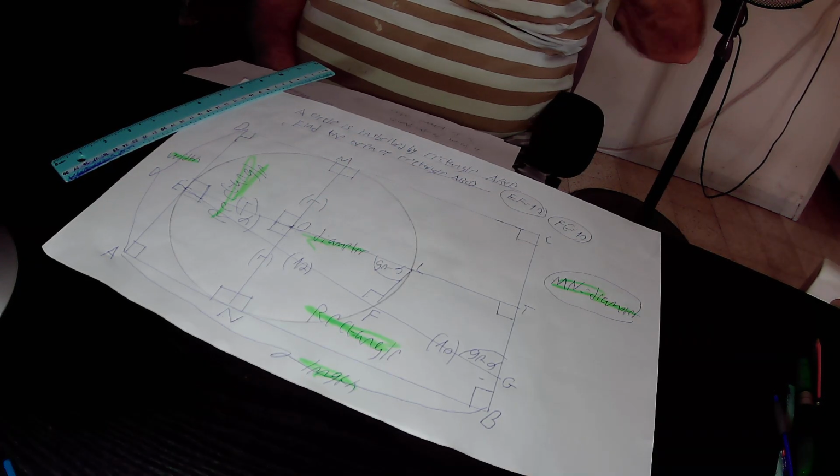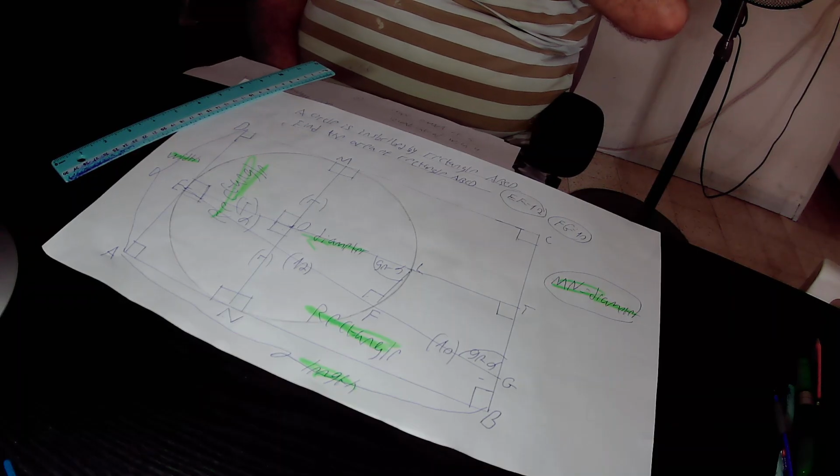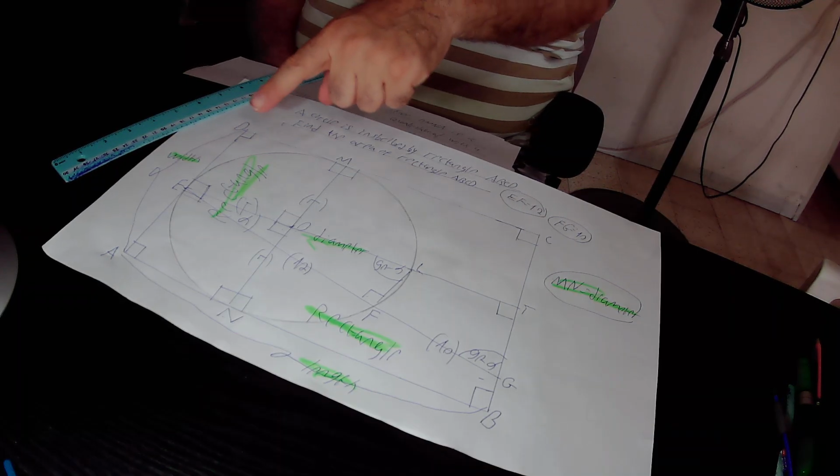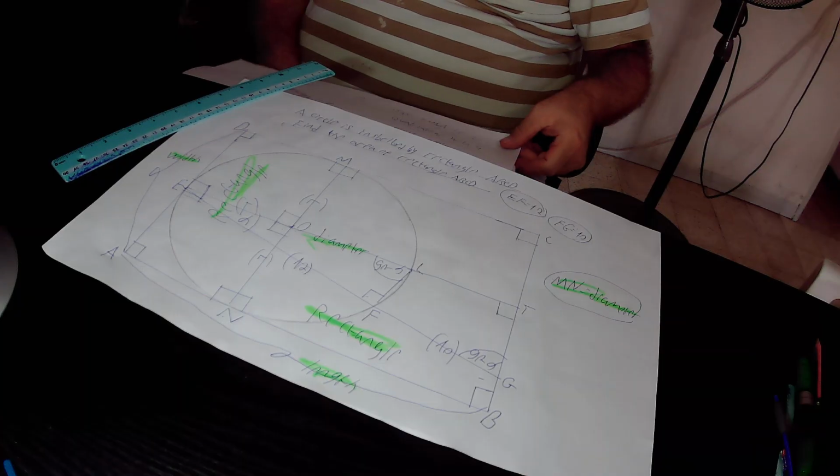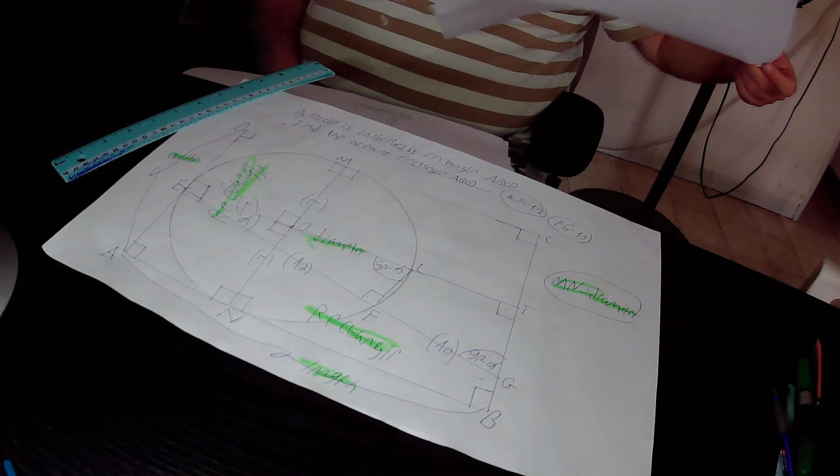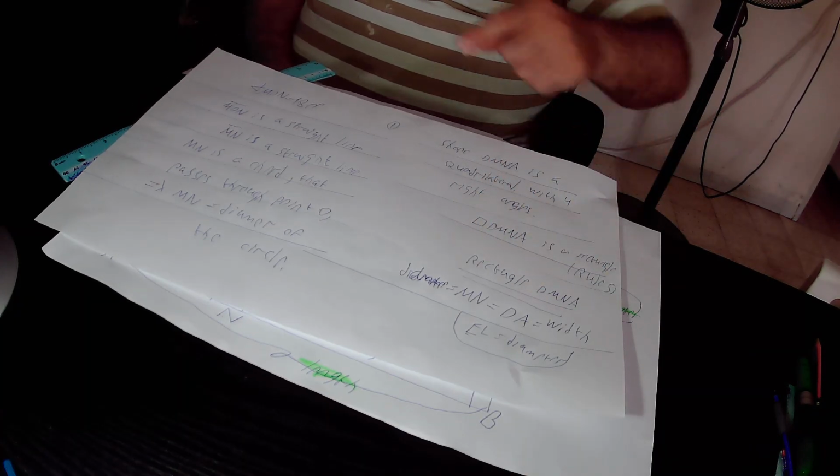And we know that any chord that passes through the center of the circle must be the diameter of the circle. Therefore, EL is the diameter of the circle. So we can write that EL is the diameter of the circle.